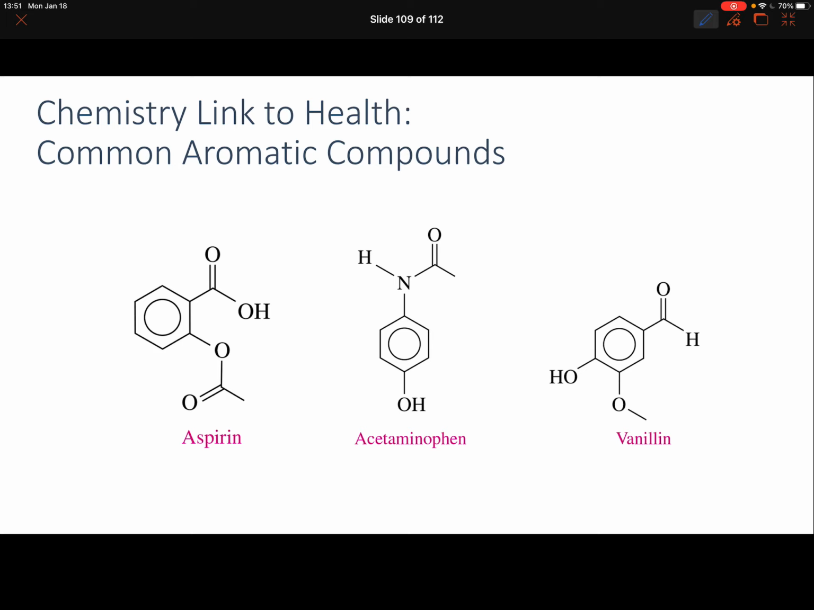Benzene rings are also found in pain relievers. You can see this benzene ring in aspirin and acetaminophen, and even in flavoring such as vanillin. So benzene rings are found in a lot of different biological structures, a lot of different organic compounds in general. And we'll look at a lot more when we get into the biochemistry side as well.